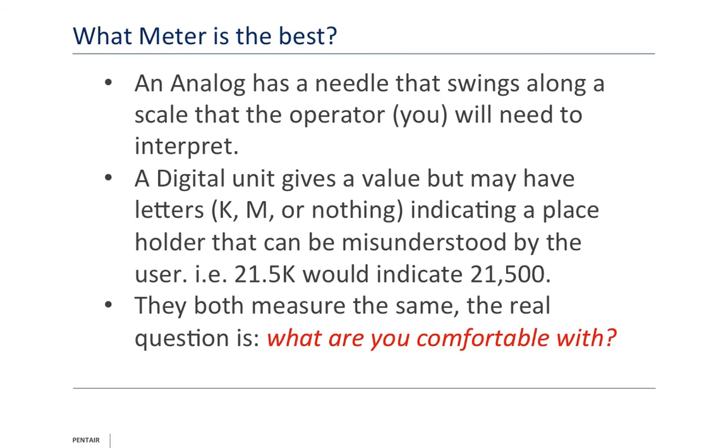Digital meters, they're nice, but you also have to know if they're auto-ranging. You have to watch where they're trying to set themselves. Also, you have to decipher what the K, the M, or nothing means. For example, 21.5K would indicate 21,500. Now, also understand OL or L, or a 1 point way to the left. You want to read the factory manual, RTFM, to understand what that's telling you. And what that's telling you is it's out of limit.